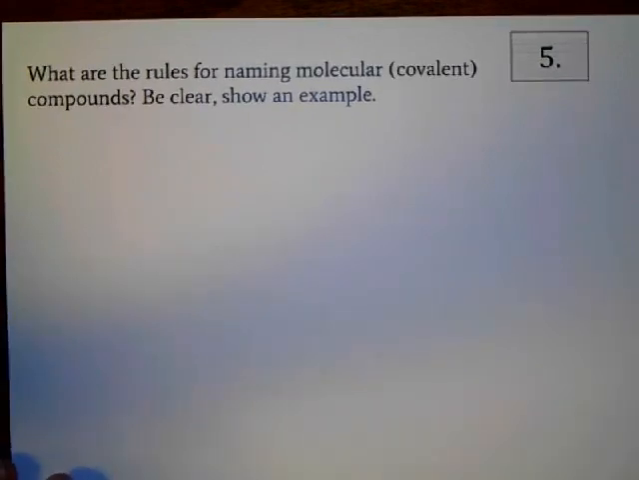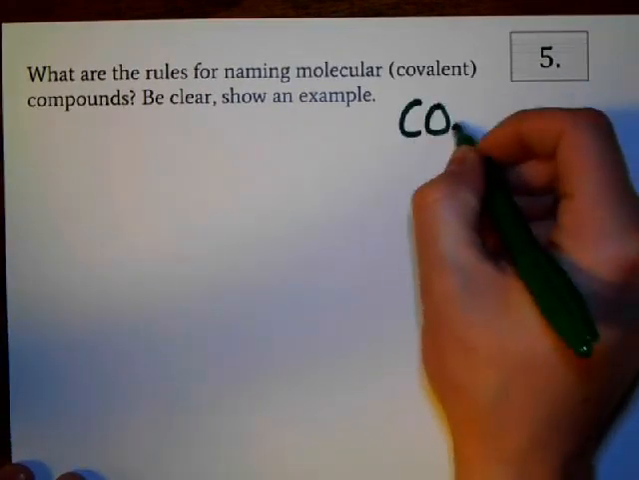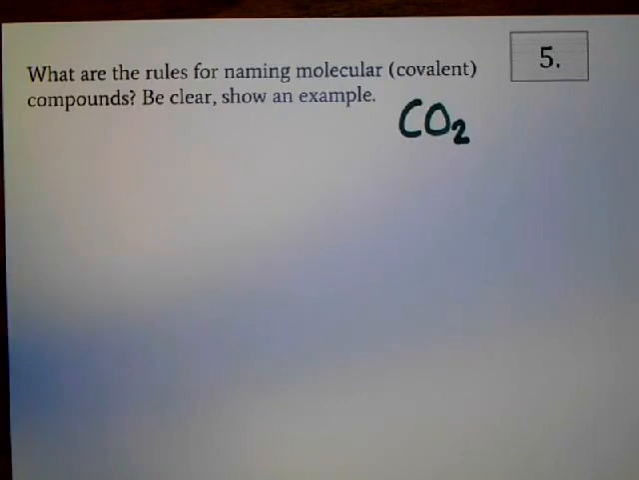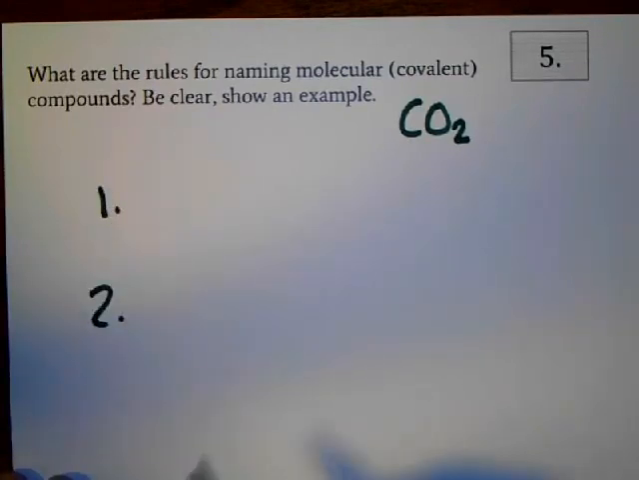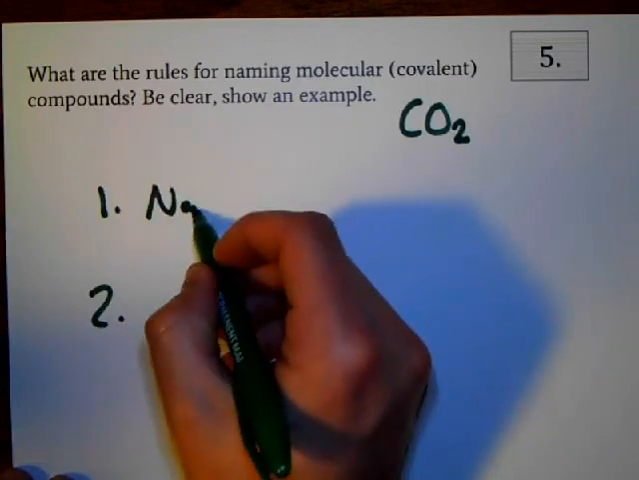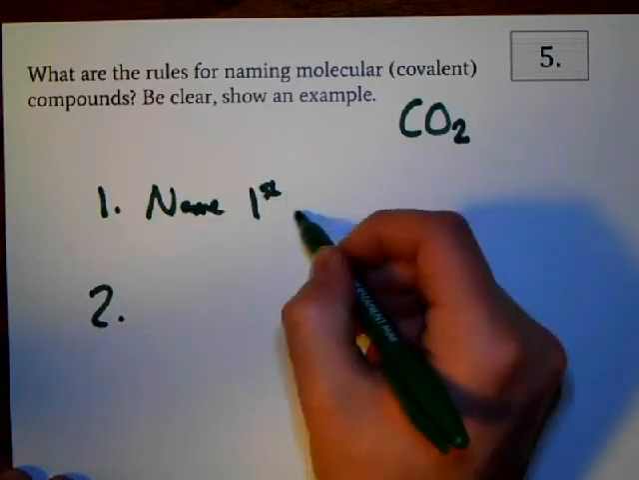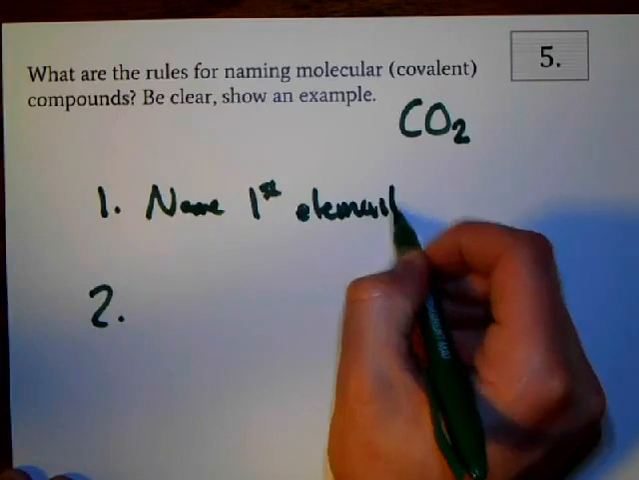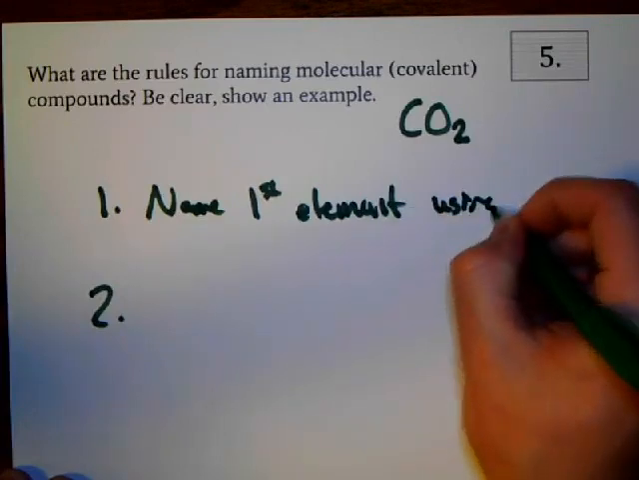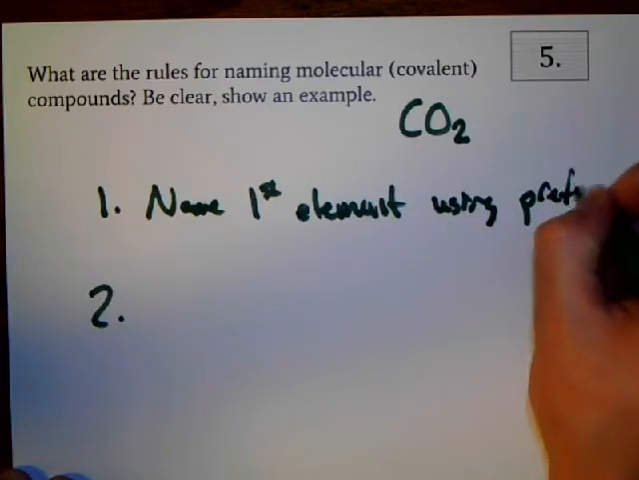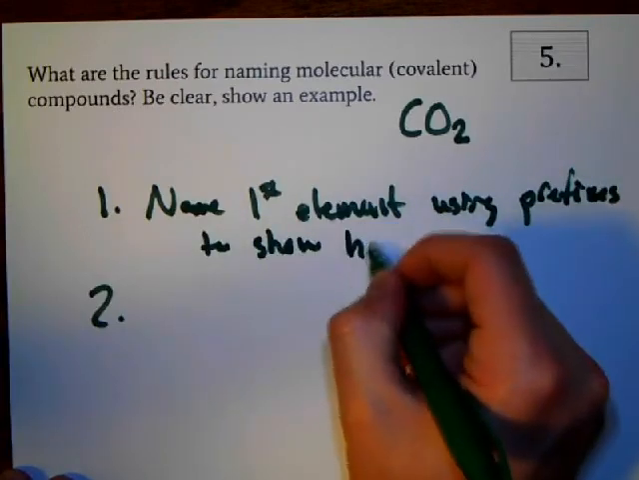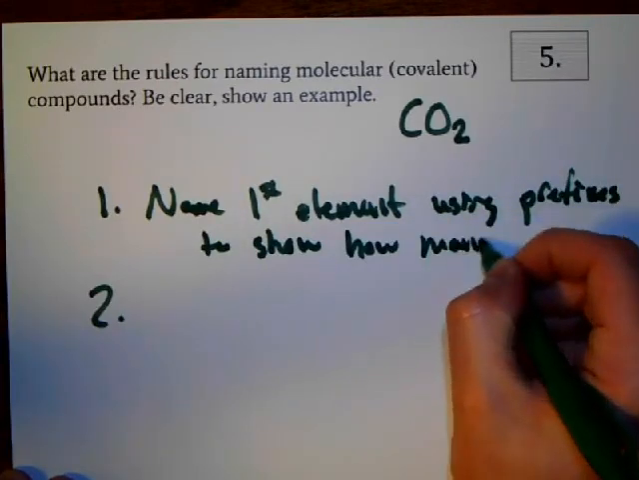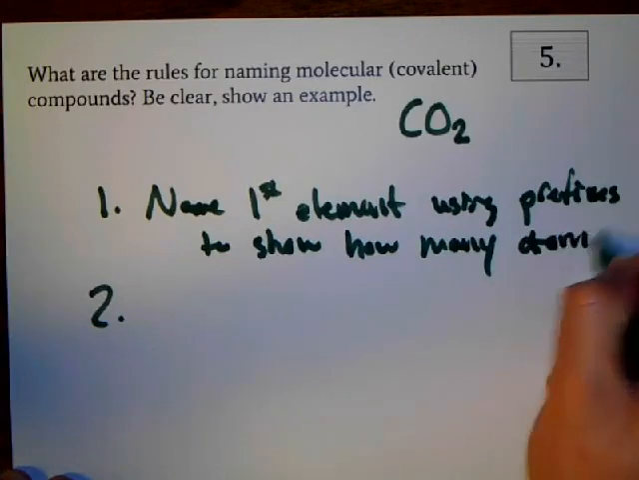We're just going to start by naming the covalent compounds. So that means if I'm given a formula, what would we say its name is going to be? It's very simple. There are 2 rules here. The first rule that we're going to have is you just name the first element in the formula using Greek prefixes to show how many atoms there are.